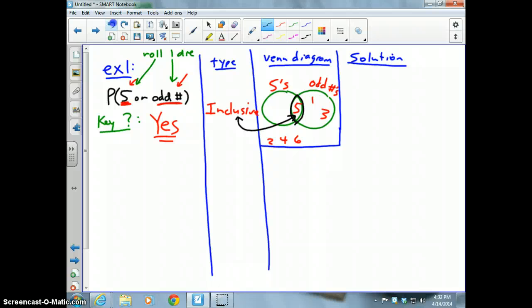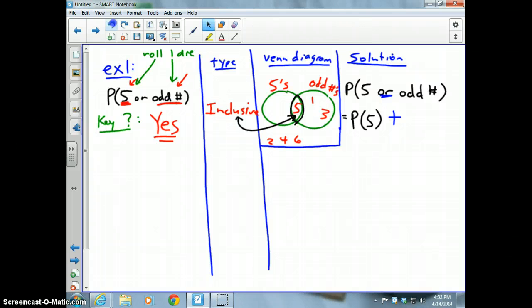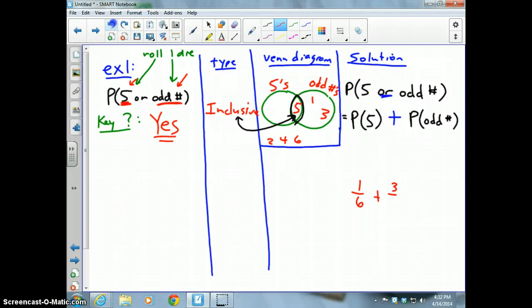All right, well, let's talk about the solution to this problem. What is the probability that you roll a 5 or an odd number? That's going to be equal to the probability you roll a 5. We established on the last video that or means add. So the probability you get a 5 plus the probability that you're going to get an odd number. However, if I do that, the probability that I get a 5 is 1 out of 6, plus the probability I get an odd number is 3 out of 6. That equals 4 out of 6.